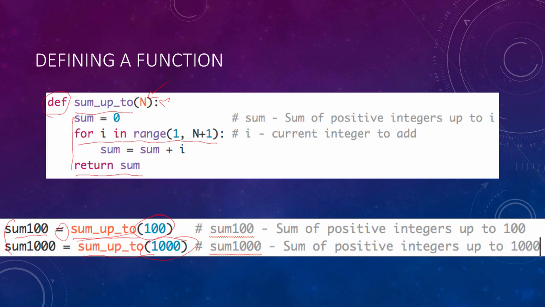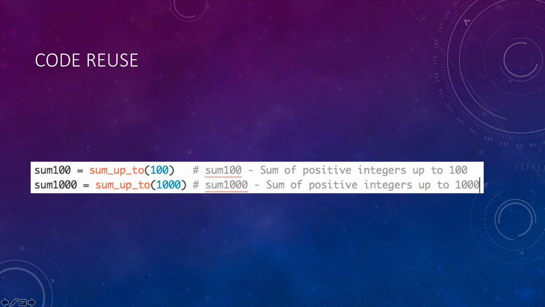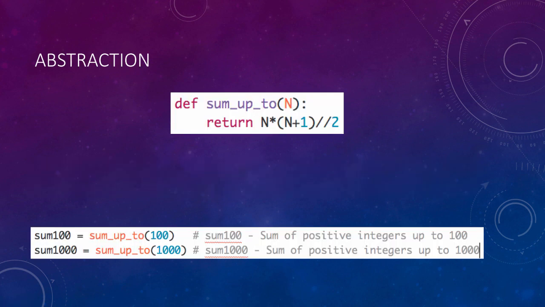That's it, okay? That's how you define your own functions. Now, like I said, here's code reuse, right? We're actually calling this function from multiple places. And here is abstraction.